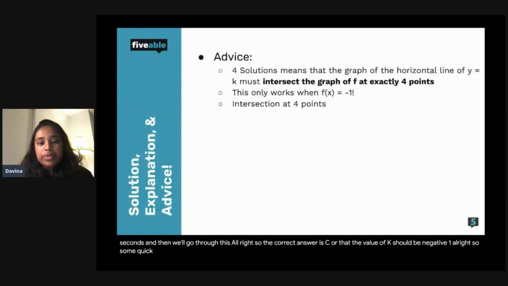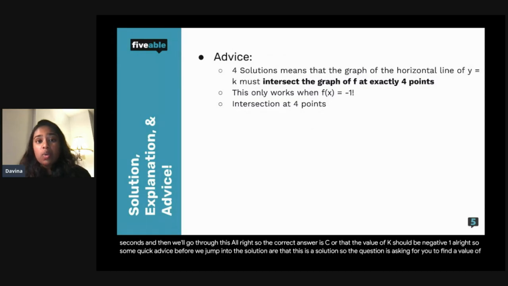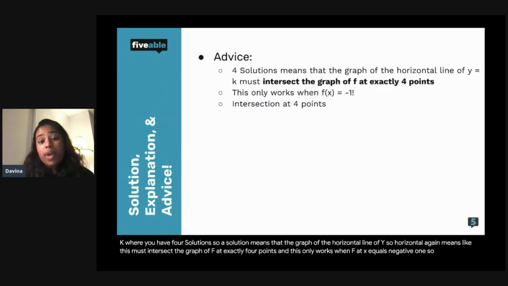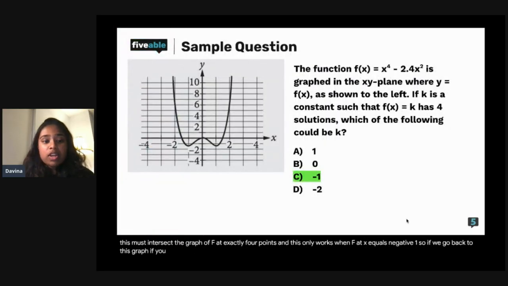All right, so some quick advice before we jump into the solution. The question is asking you to find a value of k where you have 4 solutions. A solution means that the graph of the horizontal line y equals k, so horizontal again means like this, must intersect the graph of f at exactly 4 points. And this only works when f at x equals -1. So if we go back to this graph and look at the y value where f at x equals -1, you'll see that there are 4 points of intersection here, or 4 solutions.